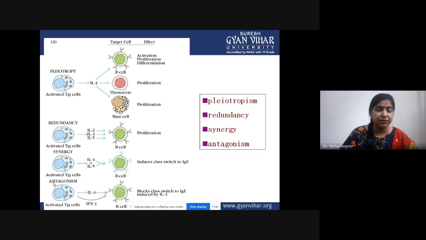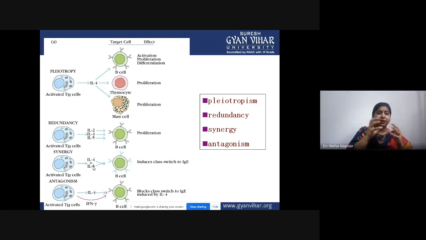If synergy action is being imposed, in that case, if activated helper T cells are producing interleukin 4 plus 5, class switching is happening. That means B cell will be switching to produce antibody IgE, that is only produced in case of hypersensitivity reaction. Antagonism. If they are producing interleukin 4 and it is acting on B cell, at that time it will block the class switching of immunoglobulin E by interleukin 4.